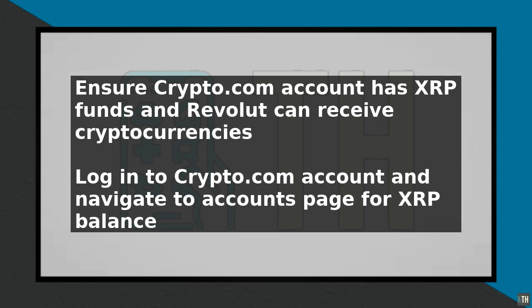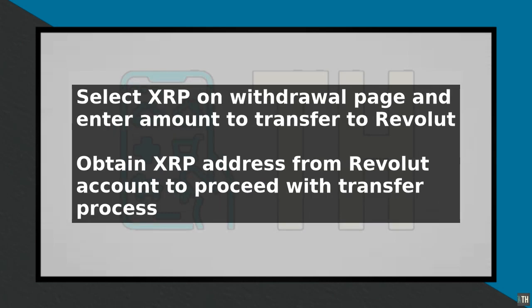Click on the XRP entry to access the Details page. Then click the Withdraw button to initiate the transfer process. On the Withdrawal page, select XRP as the cryptocurrency you want to withdraw and enter the amount you wish to transfer. You will need the XRP address of your Revolut account to proceed with the transfer.